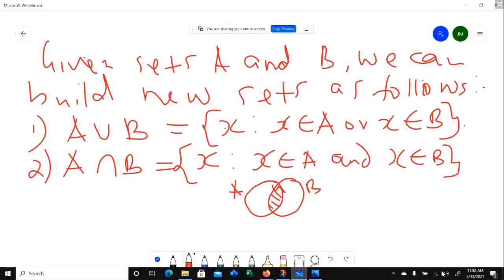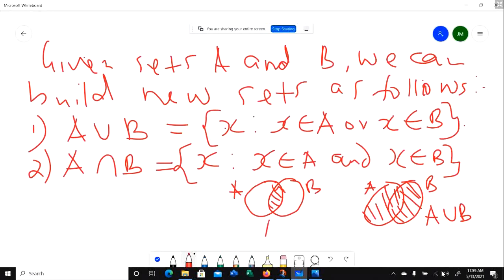The union becomes bigger because if we take two sets A and B, the union of A and B is all members or all elements that are found in A and those that are found in B or even in the intersection. So the shaded part there represents the union. The shaded part here represents the intersection of A and B. So you can see this is a bigger set, but the intersection is a smaller set.